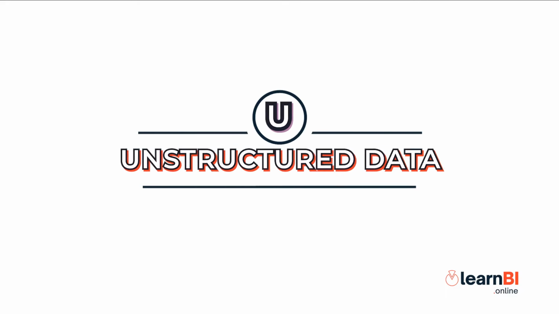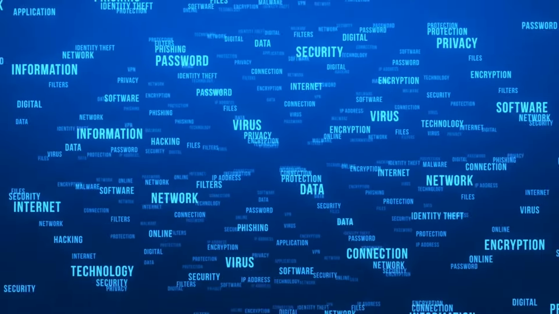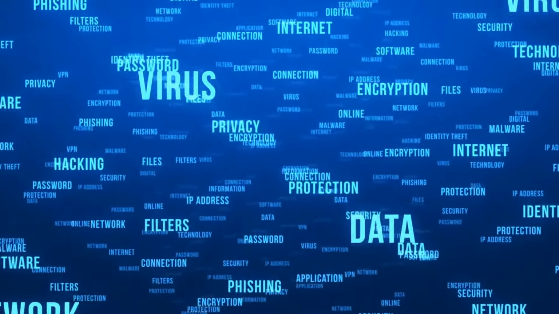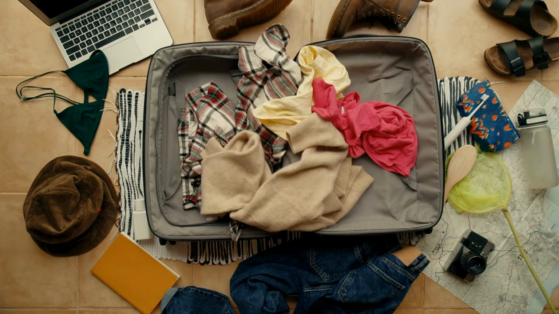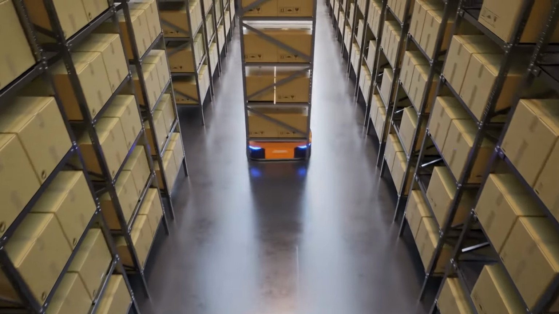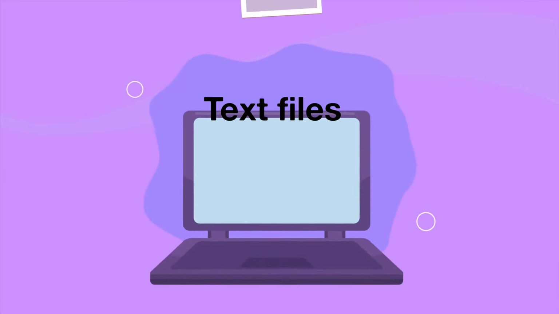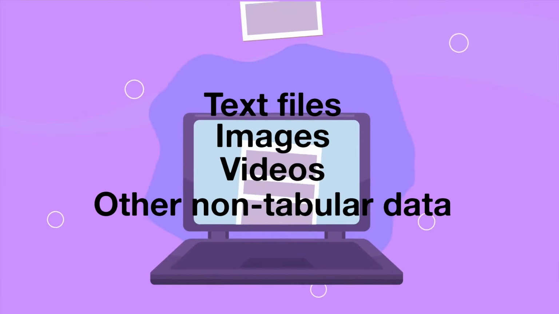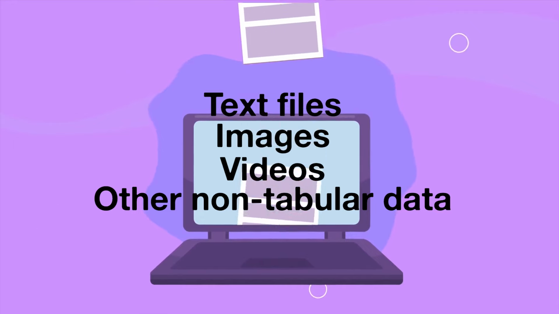U is for unstructured data. Not used very much in business intelligence, so more of a general data term, unstructured data is data that doesn't have any predefined data model or isn't organized in a structured manner. So it includes things like text documents, images, videos, and other non-tabular formats.